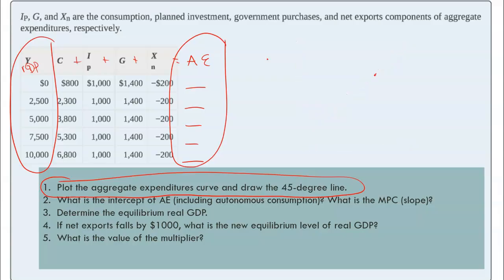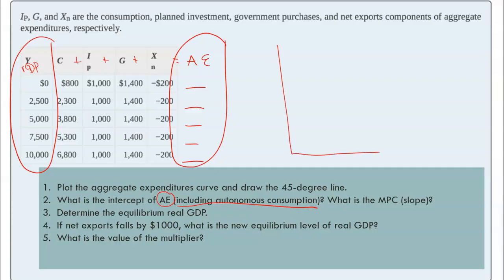Number 2, you are going to find the intercept of aggregate expenditure. So this is going to be, what is the autonomous level of consumption, investment, government spending, and net export? On your graph, it's going to be this point right here where it intercepts the y-axis. So we've got no disposable income. How much is our aggregate expenditures?